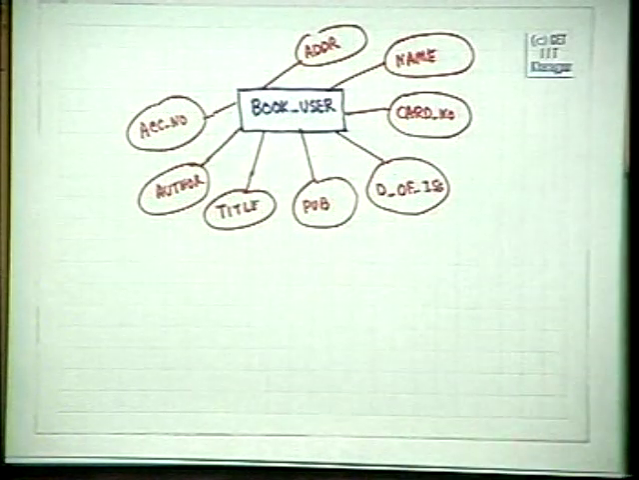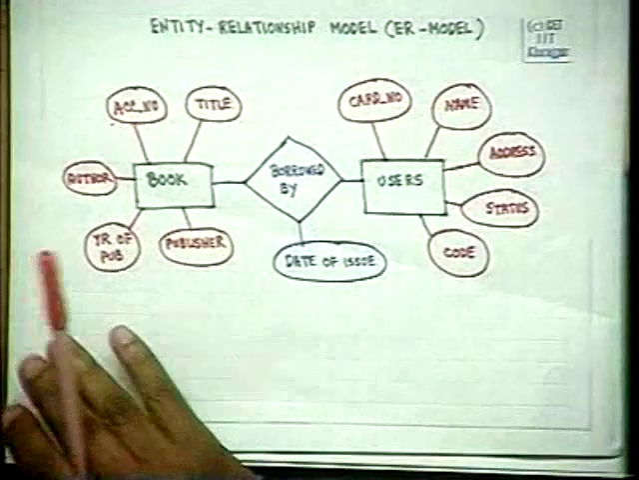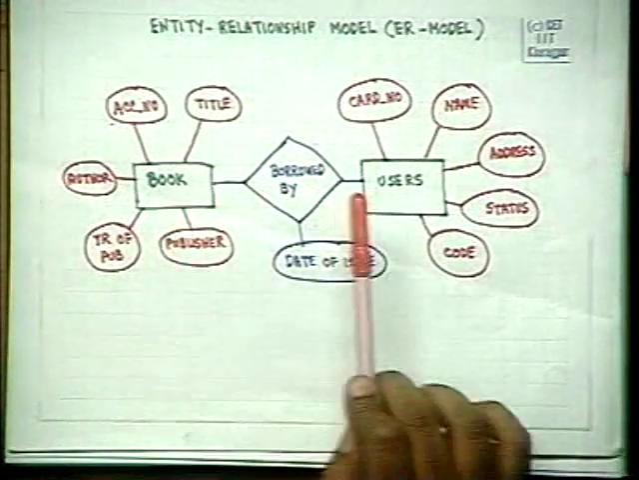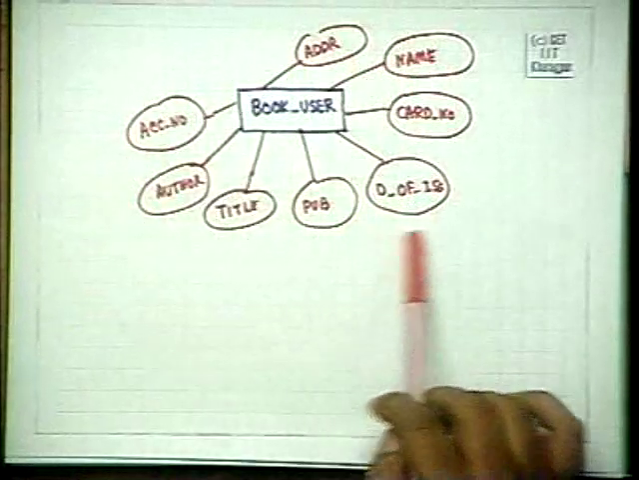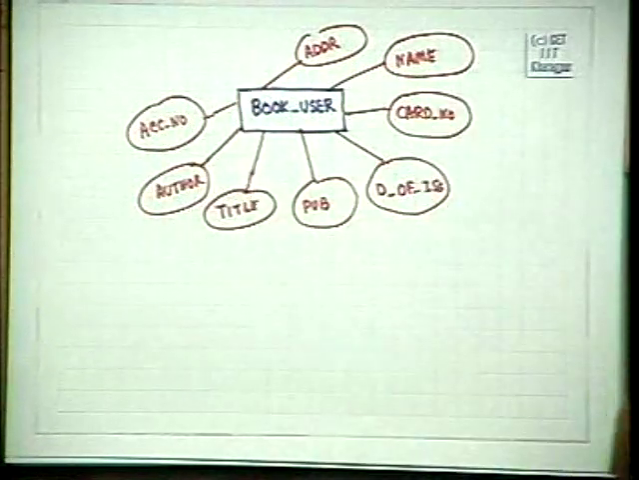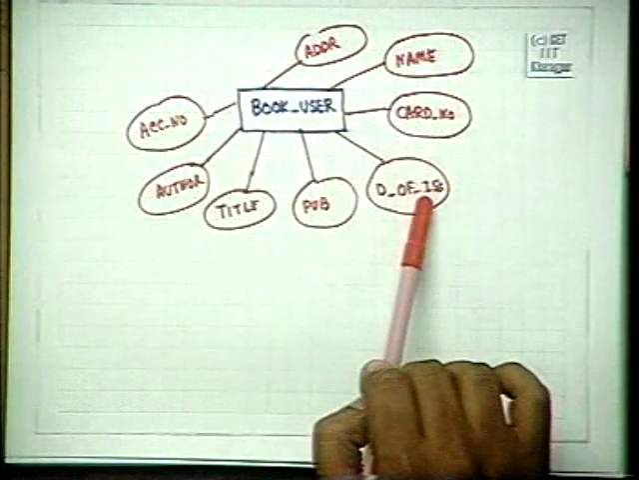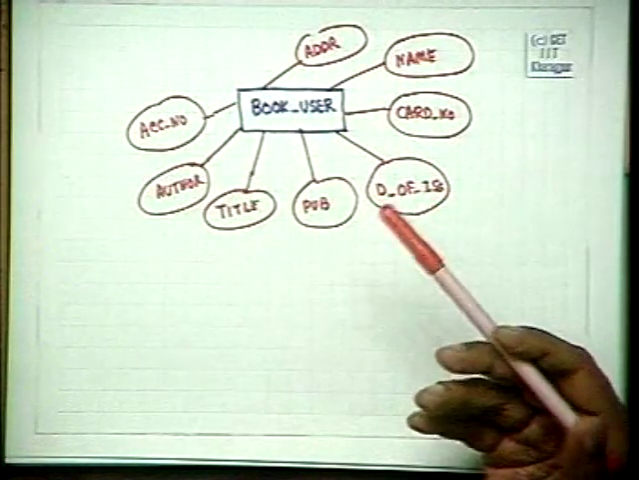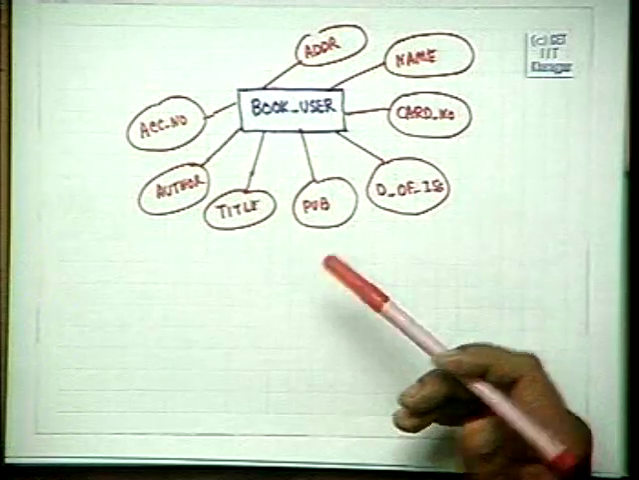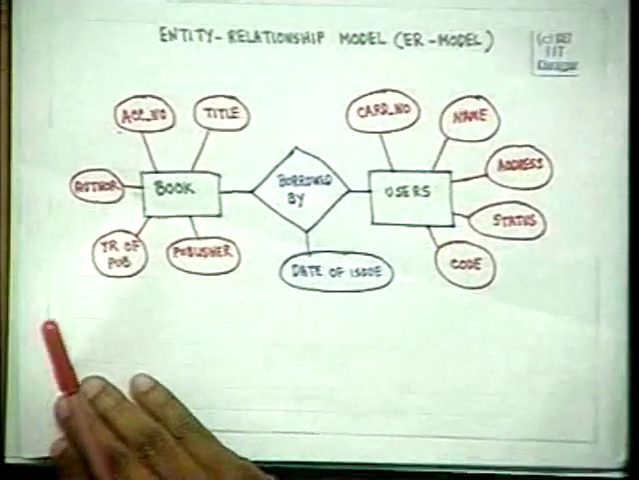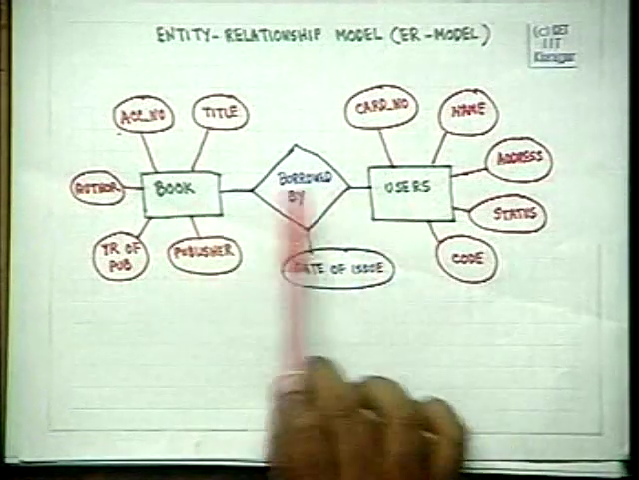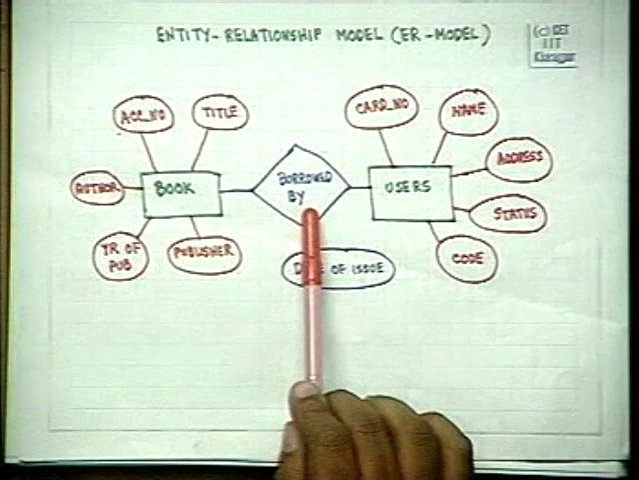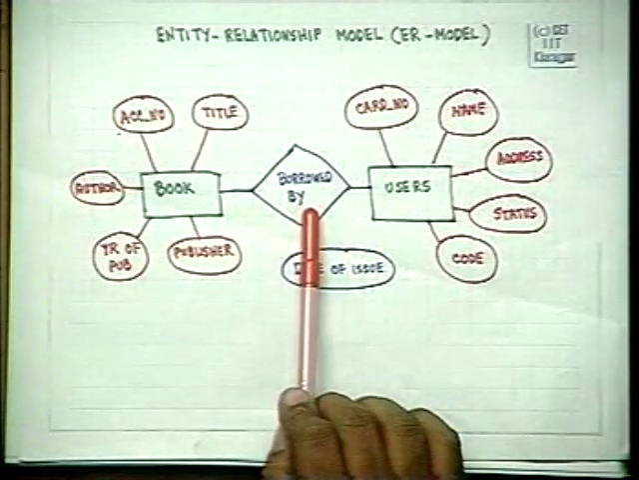Therefore, we will immediately say that since a book can have no users, this is not acceptable to us. Similarly, if a user may be there who may have borrowed no book, in that situation we will have to have a separate entity for this. And only those books which are borrowed by users will be defined by the relationship borrowed by.